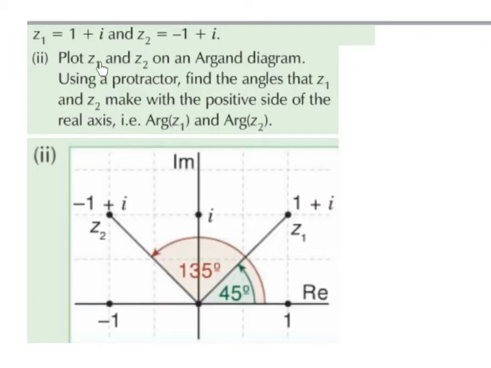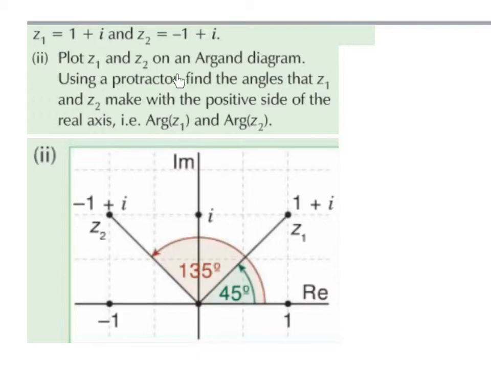Part 2. Plot z1 and z2 on an Argand diagram. So an Argand diagram is like an x and y axis in coordinate geometry, except instead of an x-axis we have a real axis, and instead of a y-axis we have an imaginary axis. So z1 is 1 plus 1i. So we go across to 1 on the real axis and up to 1i on the imaginary axis. And we plot the point z1. z2 is minus 1 plus i. So we go to minus 1 on the real axis. We go to plus 1i on the imaginary axis. And then we plot the point as z2.